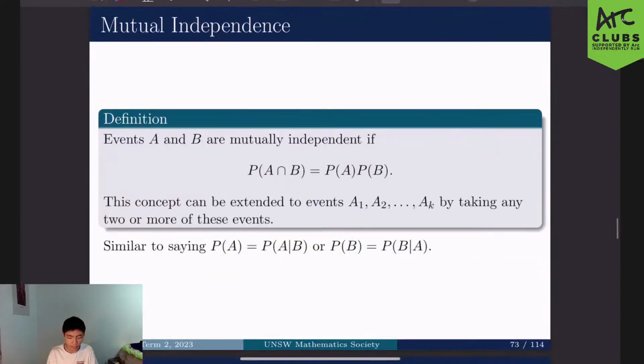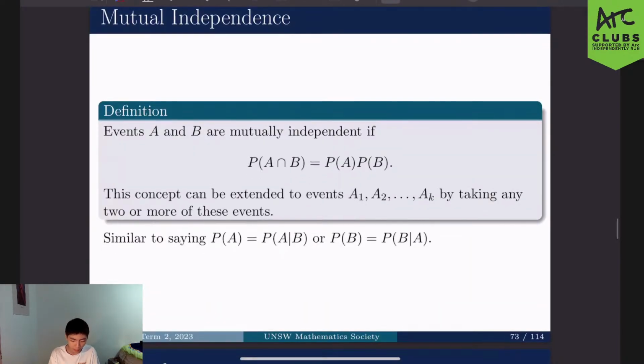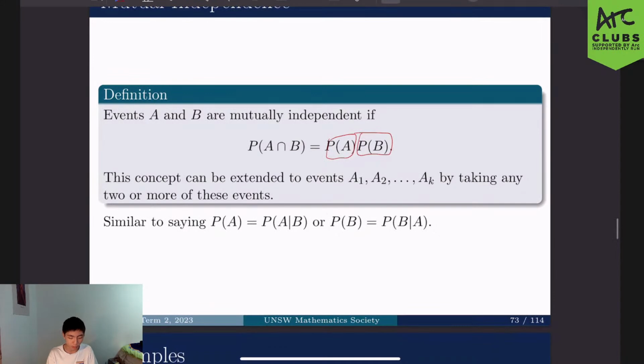Mutual independence. So basically, two events are independent if the probability of A and B is the same as the probability of A multiplied by the probability of B. Same thing if we have P of A equals P of A given B, or P of B equals P of B given A. That is the same here, because no matter what happened initially, the probability of the second event is always going to be the same. It's going to be unaffected by whatever happened initially.